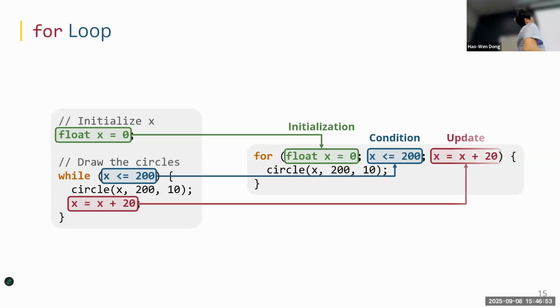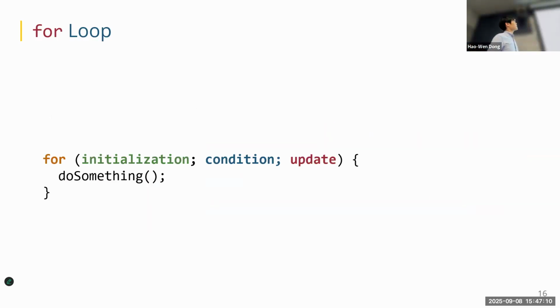The update can be anything actually. It doesn't need to be an increment. It could also be decreasing. It could be times, it could be a power law. It could be whatever, or you can even just do nothing, but then the condition will most likely stop working. So initialization, condition, update, that's the for loop syntax.